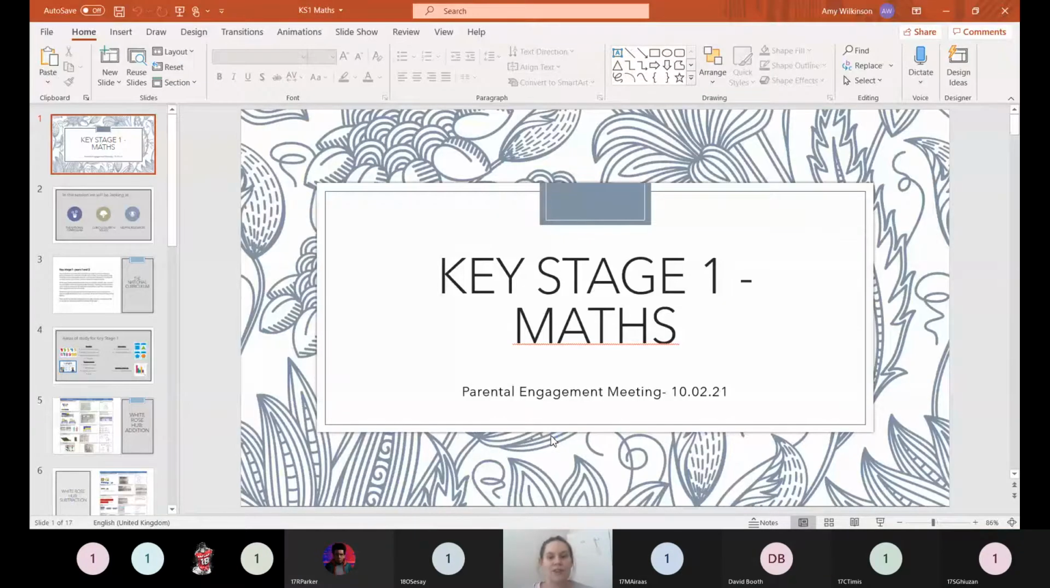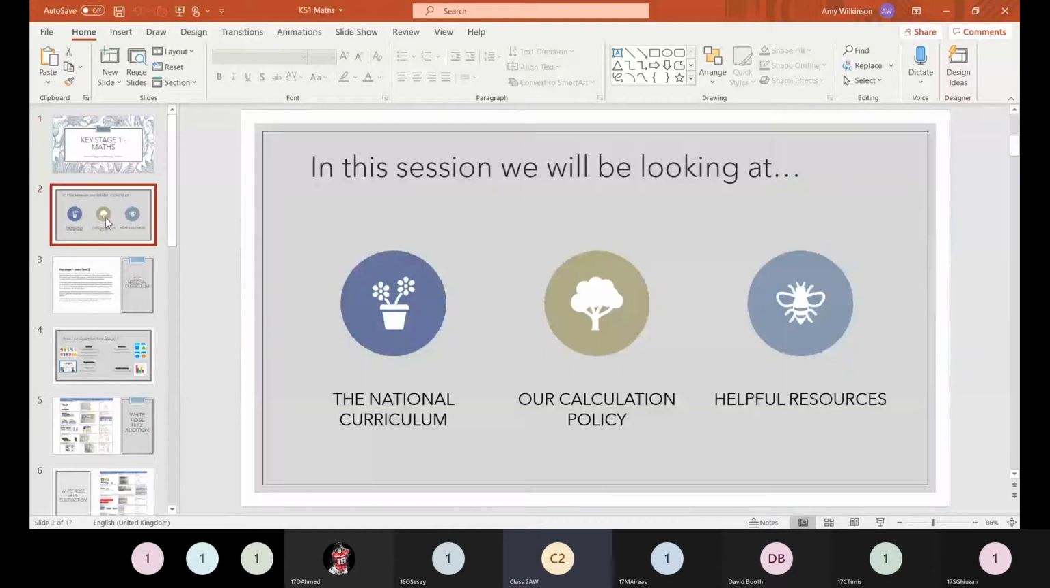And as I mentioned before, this meeting is all about maths in Key Stage 1. Okay, there is a meeting tomorrow for Key Stage 2 maths, but today's focus will be Key Stage 1. This meeting, we will be covering the national curriculum, our calculation policy, and some helpful resources for you.